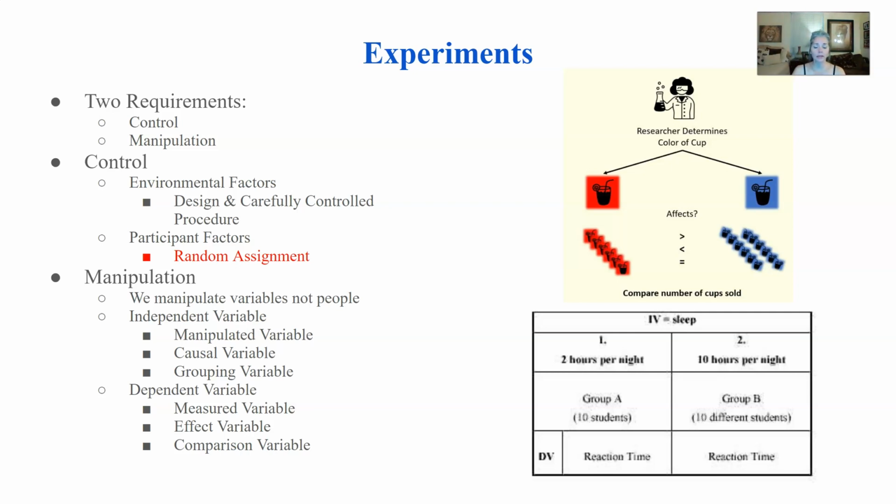Sometimes you might hear that referred to as a manipulated variable and causal variable, compared to the measured variable and effect variable. If it's not an experiment, then we would use the words grouping variable and comparison variable, or still measured variable.